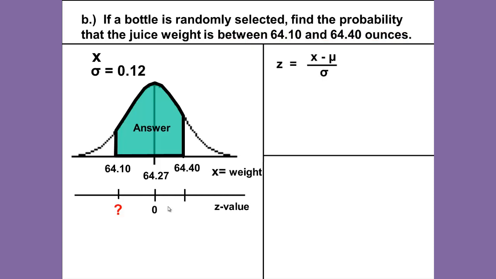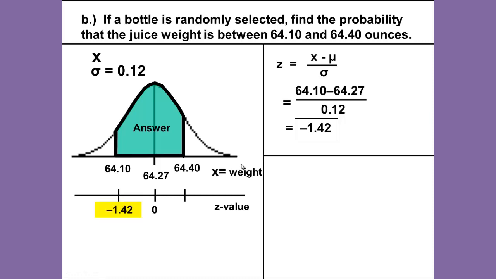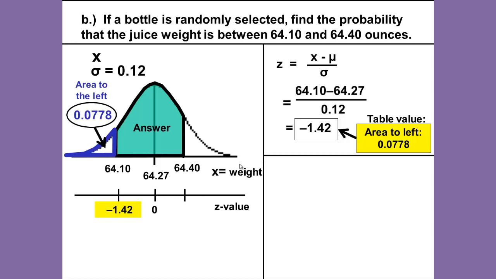That means we need two z-values. Let's compute for 64.10 first. That would be 64.10 minus 64.27 divided by 0.12, and gives us a z-score of negative 1.42. And the area to the left of that number is 0.0778. That is the area outlined in blue. Notice we do not want that as our final answer because that is not part of our shaded region. We'll find the other z-value next.